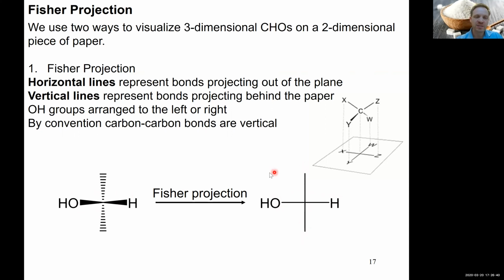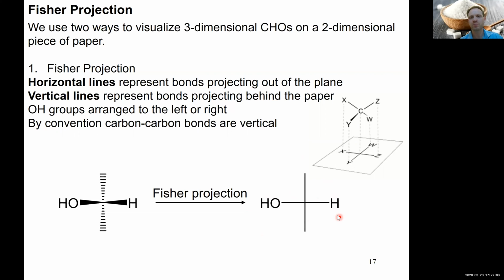And the vertical lines here are represented as dashes. Dashes mean they are facing backwards, behind the plane of the paper, okay? So if it's horizontal, it's facing forward. If it's vertical, it's facing backward. And I mostly will ask you to just recognize these sugars in the Fischer projection, but it's just one way of representing 3-dimensional chemical structures in 2 dimensions.